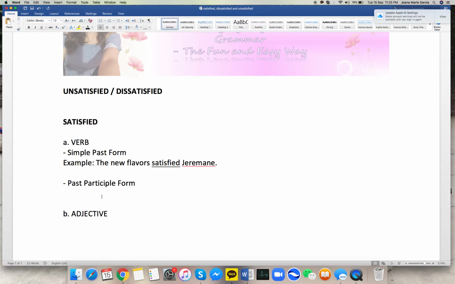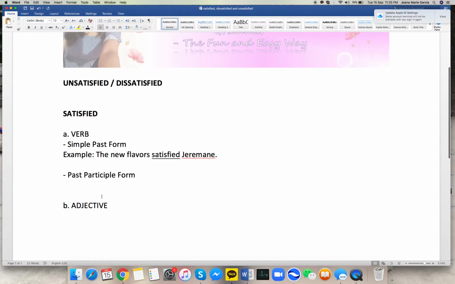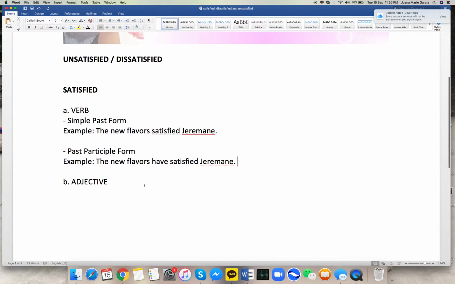And then for the past participle form, we can use that in the present perfect tense. For example, the new flavors have satisfied Jermaine. As you can see here, the same thing. The subject is plural and the verb is have satisfied. Remember that. If that is a plural subject, have is used. If that is a singular subject, has is used. That is also one of the most common mistakes.